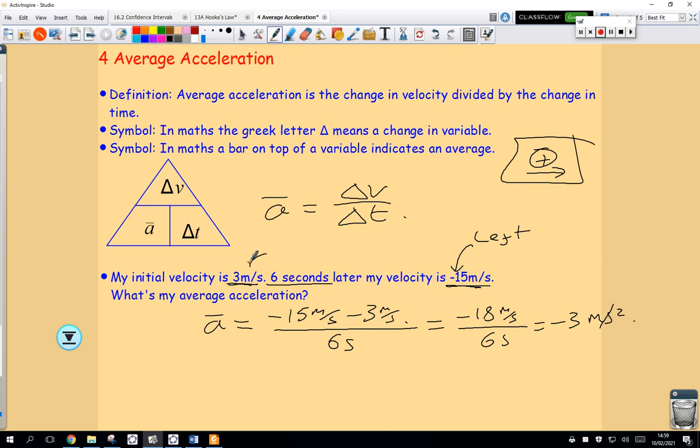This means it's moving right at 3 meters per second. So it starts moving to the right at 3 meters per second. At the end it's moving to the left at 15 meters per second. The average acceleration in that case is negative 3 meters per second per second. So on average, every second, its velocity is being reduced by 3 meters per second.